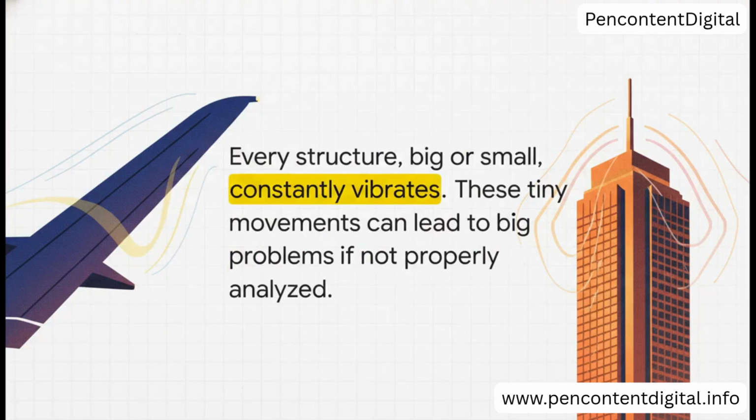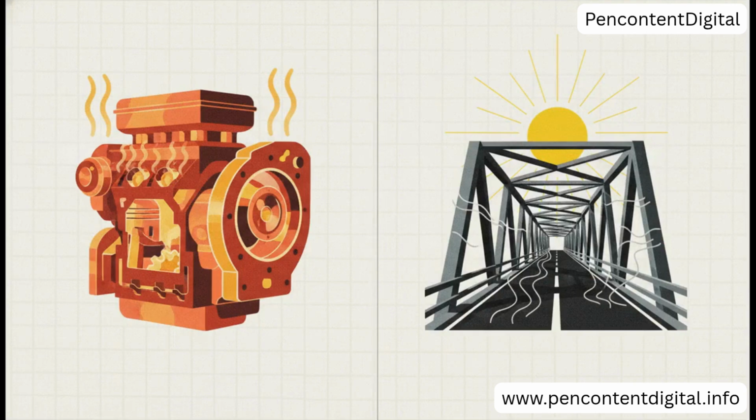Things like vibration. Just picture an airplane wing slicing through the air, or a skyscraper swaying in the wind. Every single structure, big or small, is constantly vibrating. And believe me, those tiny little movements can lead to huge problems if you don't plan for them. And then there's heat. You've got everything from a blazing hot engine block to the super subtle thermal expansion in a bridge on a summer day. Temperature changes everything. It affects a material's strength, its shape, its entire lifespan.